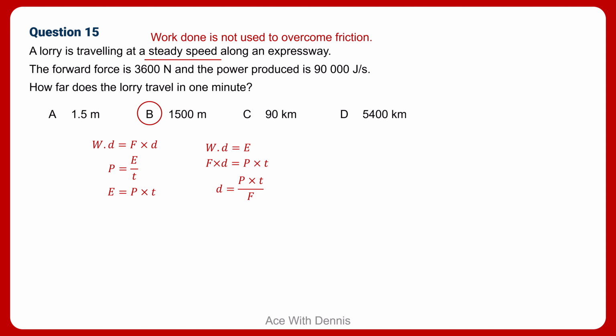Next, we substitute the values given. P is 90,000, times the time, 60 seconds, because 1 minute equals 60 seconds, and divided by the force applied, which is 3600. If we calculate, we'll get 1500 meters.